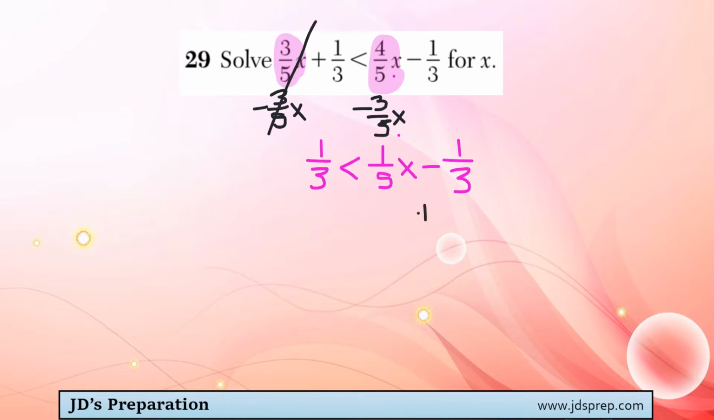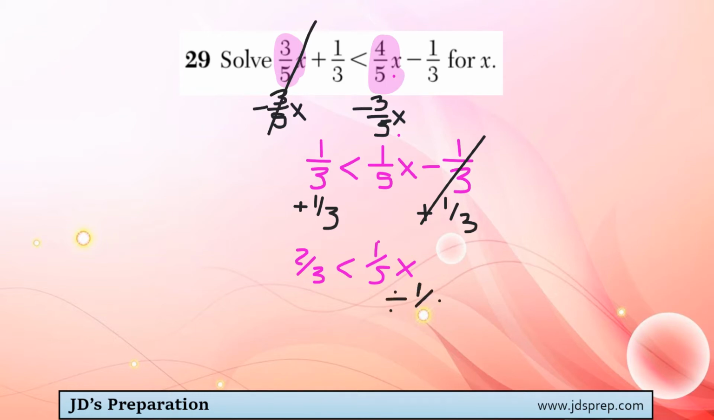To do that, I'm going to add 1/3 to both sides of the inequality, canceling that out. And now we're going to have 2/3 on the left-hand side and 1/5 x on the right-hand side. Okay, so our final step here to get x by itself would be to divide both sides by 1/5.